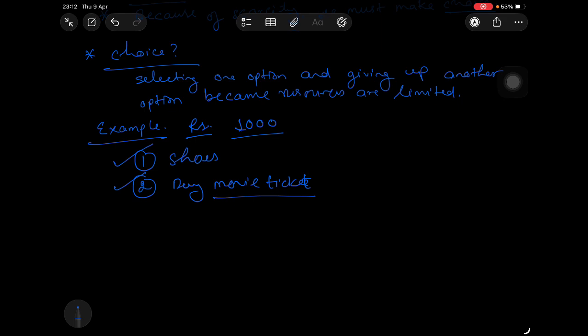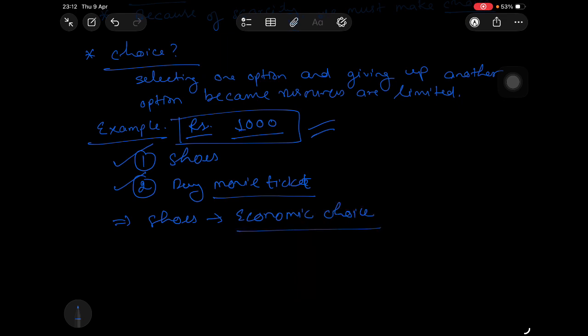So what you are doing here, you are just making a choice. You are selecting one option because your resource is limited. You have only 1000 rupees, so with only 1000 rupees you cannot do both things. So you have to just select one. If you are selecting one, that is choice. If you are going for the shoes, you can say that this is an economic choice.